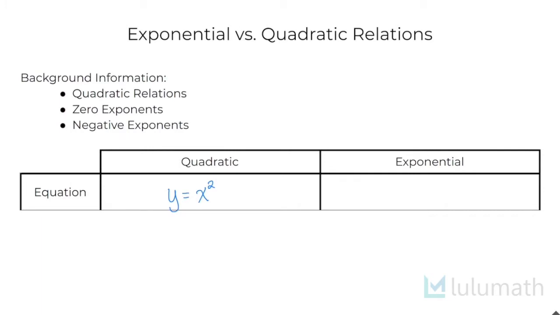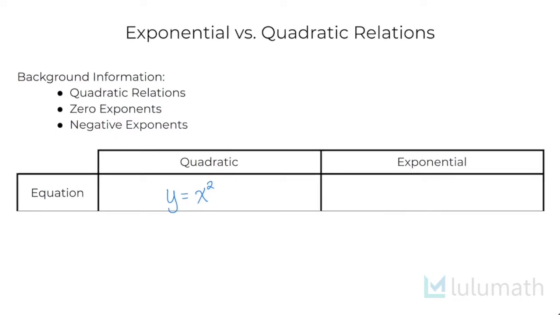For an exponential relation, the most basic one is always going to be y equals some number to the power of x. So this a right here is a constant. Now, in our example that we're going to be doing here, we're going to use 2 as our a value. So we're going to do y equals 2 to the power of x. But an exponential can have any number as its base.